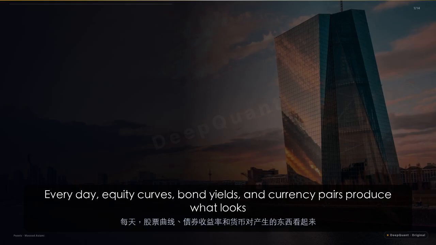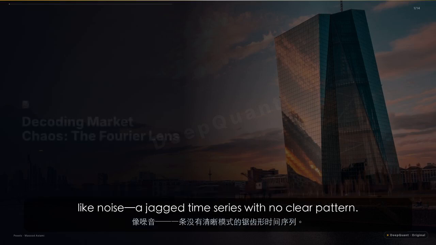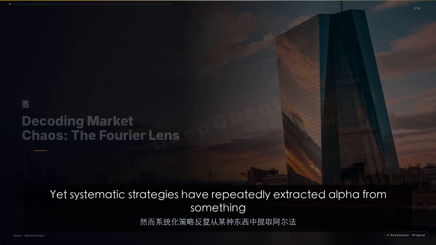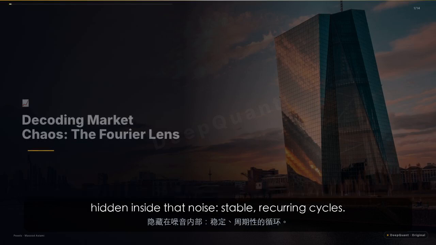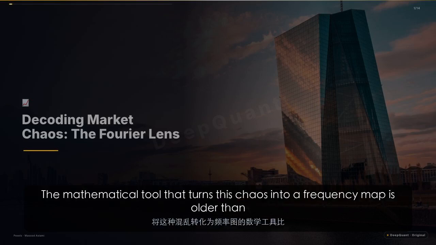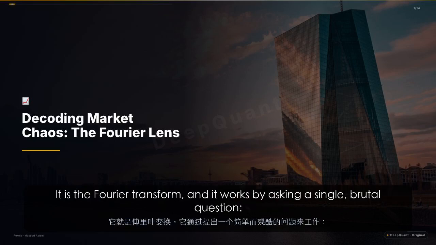Every day, equity curves, bond yields, and currency pairs produce what looks like noise, a jagged time series with no clear pattern. Yet systematic strategies have repeatedly extracted alpha from something hidden inside that noise: stable, recurring cycles. The mathematical tool that turns this chaos into a frequency map is older than the exchanges themselves.